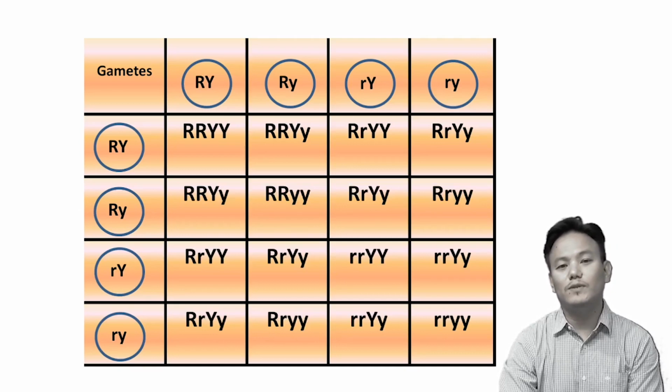So these will be the results. These are all the possible phenotypes of the F2 generation. These are all the possible F2 generation genotypes.